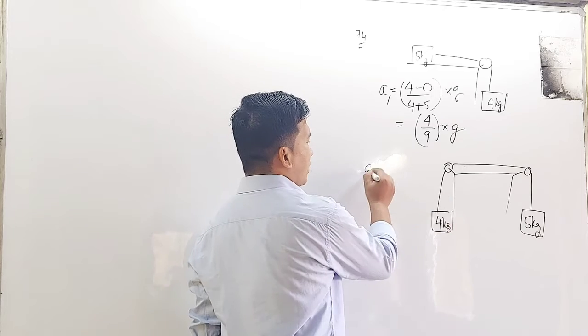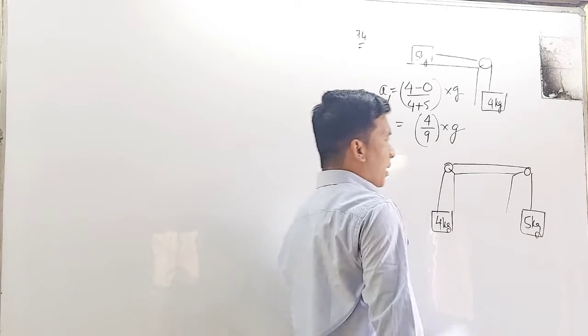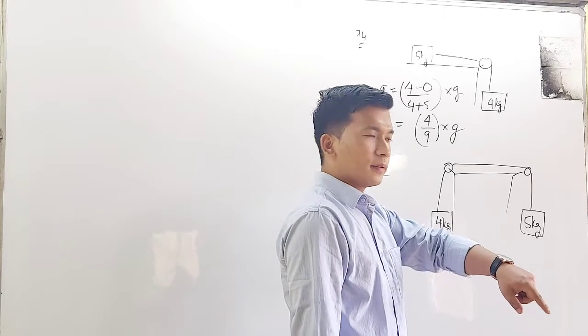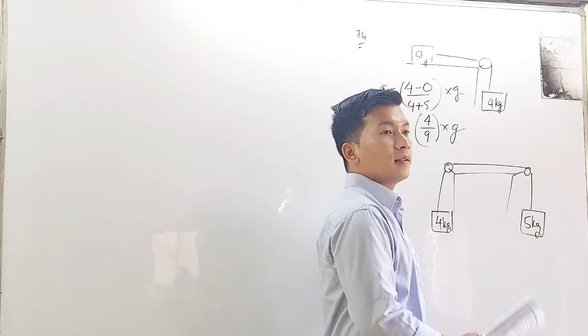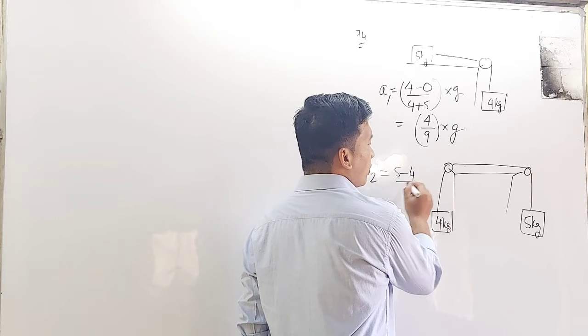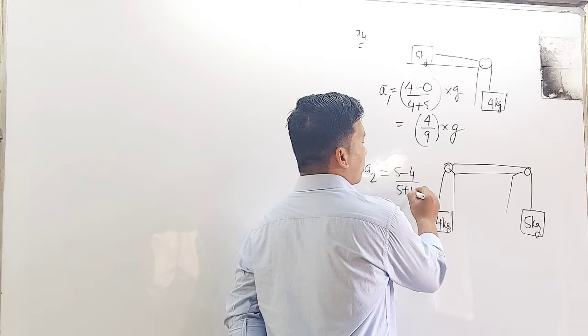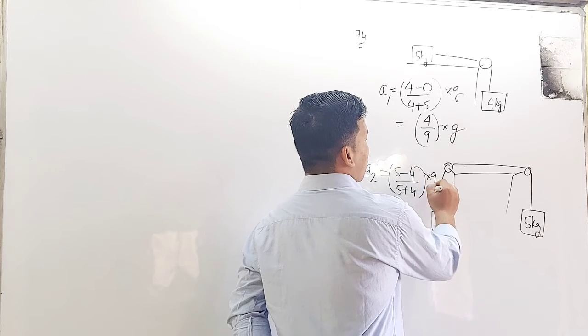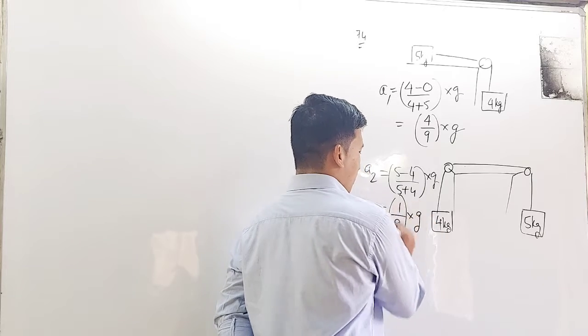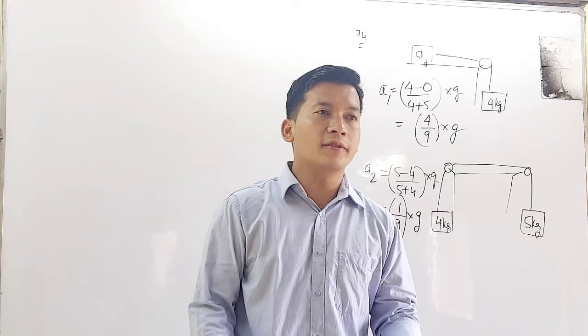Next, see this one, A2. We have two vertical masses. Which one is heavier? 5 kg is heavier or not? It should be 5 minus the lighter, that is 4. Total mass 5 plus 4, into g. That means it will be 1 by 9 into g. Finish.